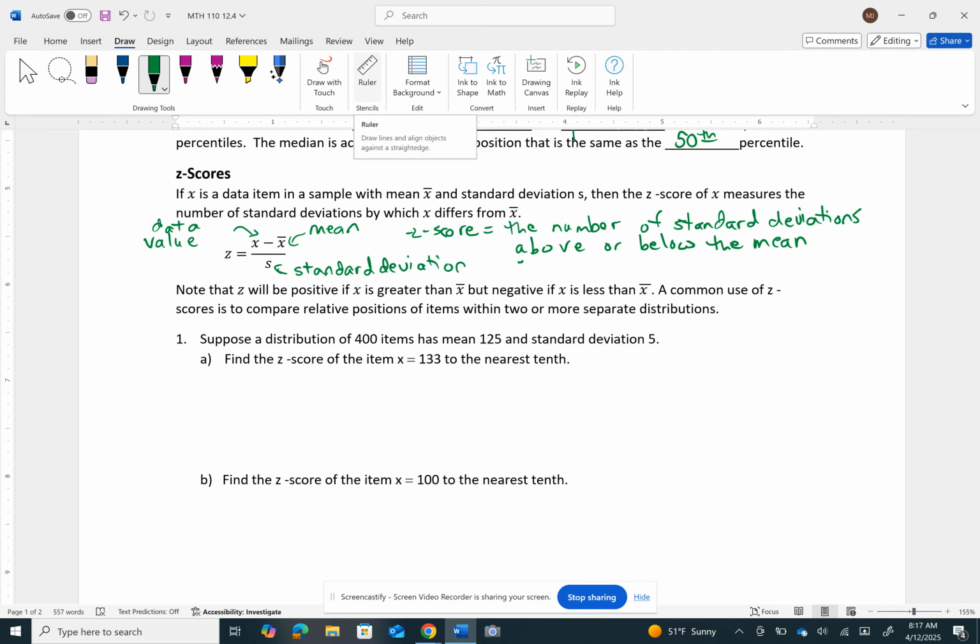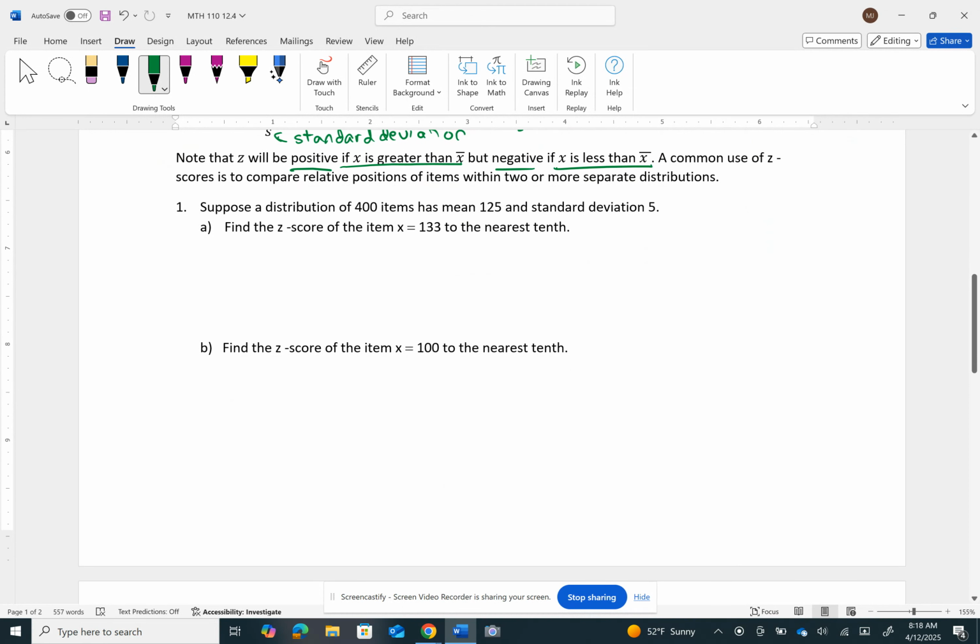If the data value is less than the mean, then the z-score is going to be negative. If the data value is greater than the mean, it's going to be positive. It's a good way to compare relative positions of items when you have two separate data sets. All right, let's first just work on using the formula to get your z-score.